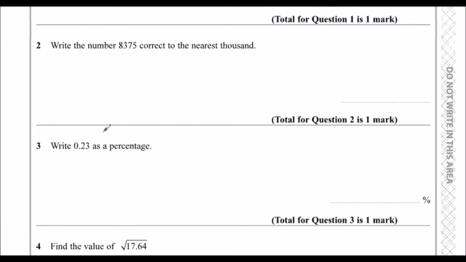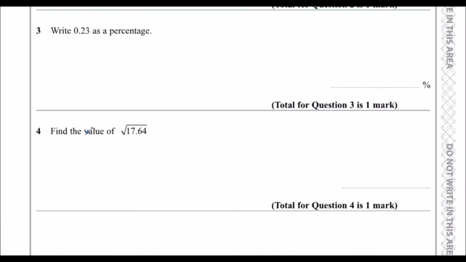Question 2. Write the number 8,375 correct to the nearest thousand. So we've got the thousands column here. So we're going to look at the next number down, which is a 3. If it's 5 or above, we round up. If it's below 5, we leave it as it is. So we're going to leave it as it is, and it's going to stay as an 8. So it's closer to 8,000 than it is to 9,000. The nearest thousand is 8,000.